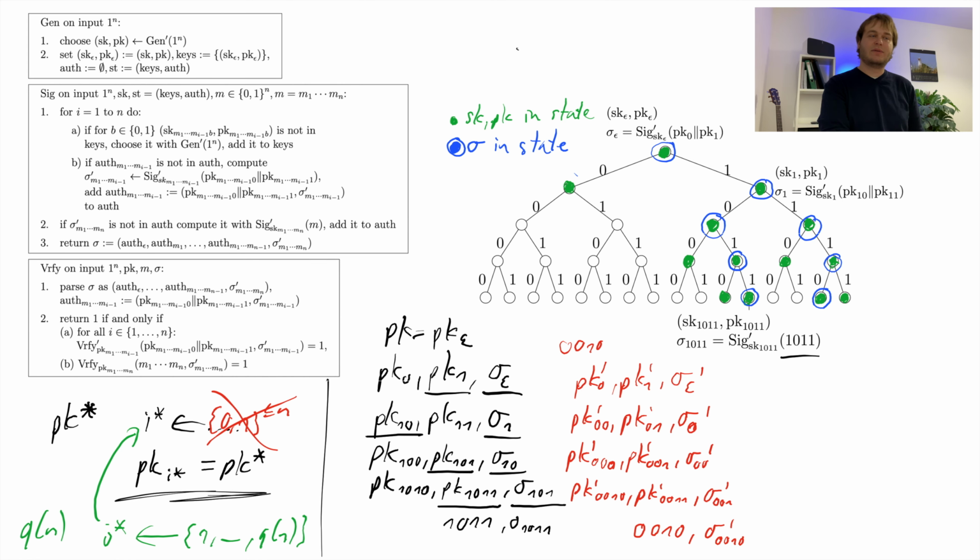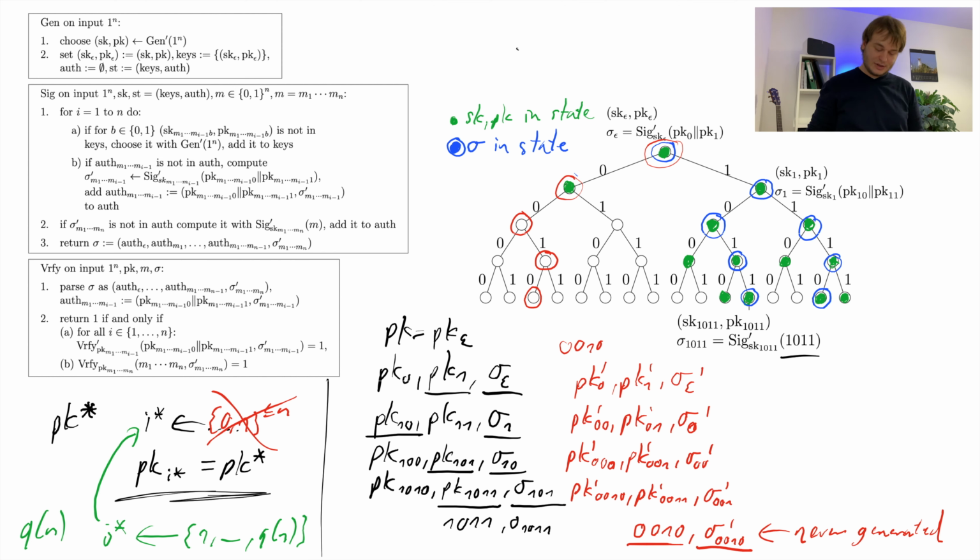And I'll mark the stuff we got from him in the tree. So what do we know? We know that this signature here we have never generated. So we have never generated a signature on 0010. So we definitely know that this is not part of our state and that we have never created this thing.